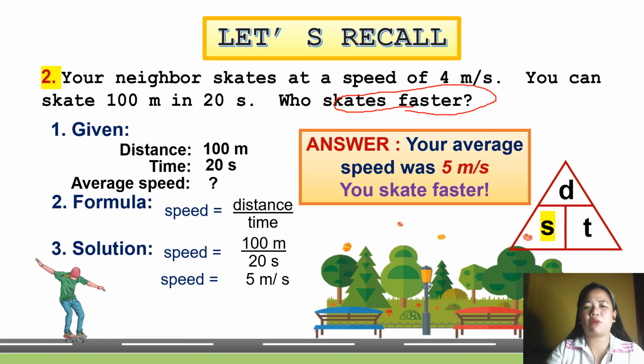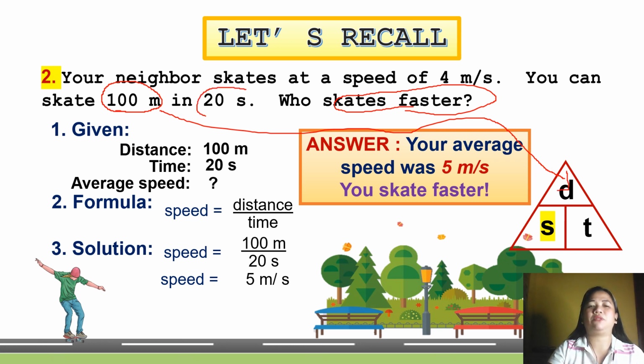So, yung speed ng neighbor mo is 4 meter per second. So you have 100 meter. We all know, tinuro namin kayo, kapag meter, kilometer, mile, we are referring to the distance. So, meron na kayong distance dito. 20 seconds, so that will be the time. Since hinahanap natin ay si speed, because we are looking for sino mas mabilis. Who is faster? Is it your neighbor or yourself? We're going to divide distance by time.